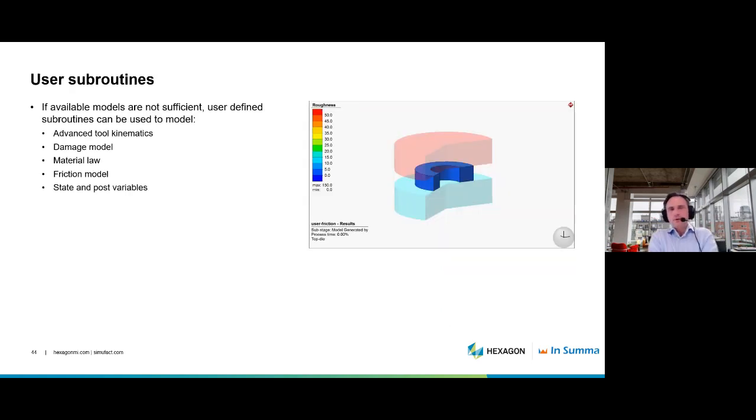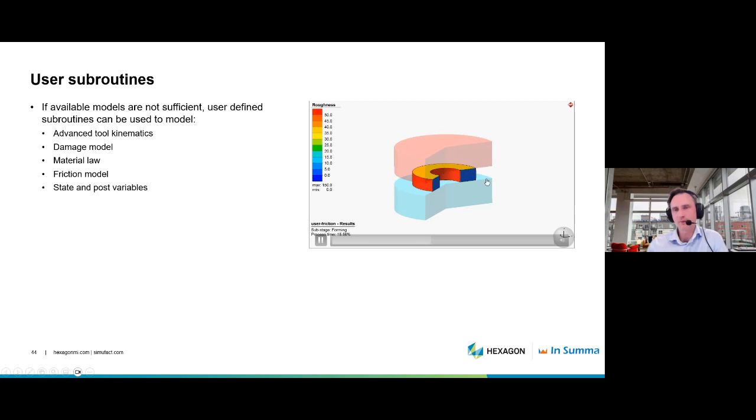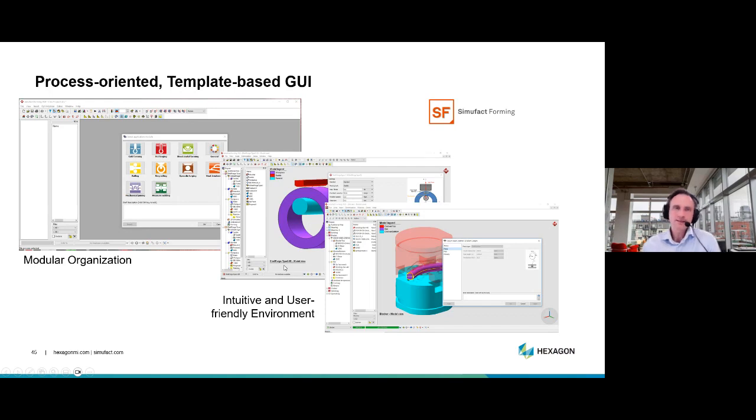User subroutines are available. You can define all sorts of user-defined subroutines to have even more advanced tool kinematics, even more damage models, to define different material laws and friction laws, and maybe to have your own post variables. And what you see here is a user subroutine which is estimating the evolution of the roughness of the blank formed by two tools, and what happens with the roughness of the blank during the actual forming process.